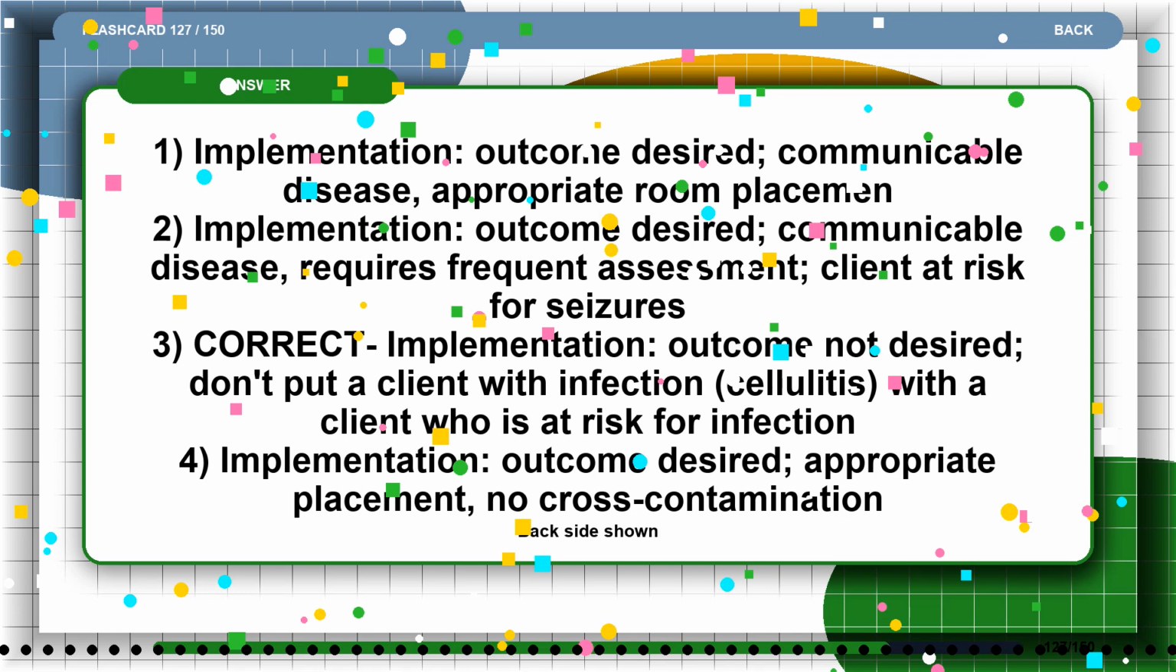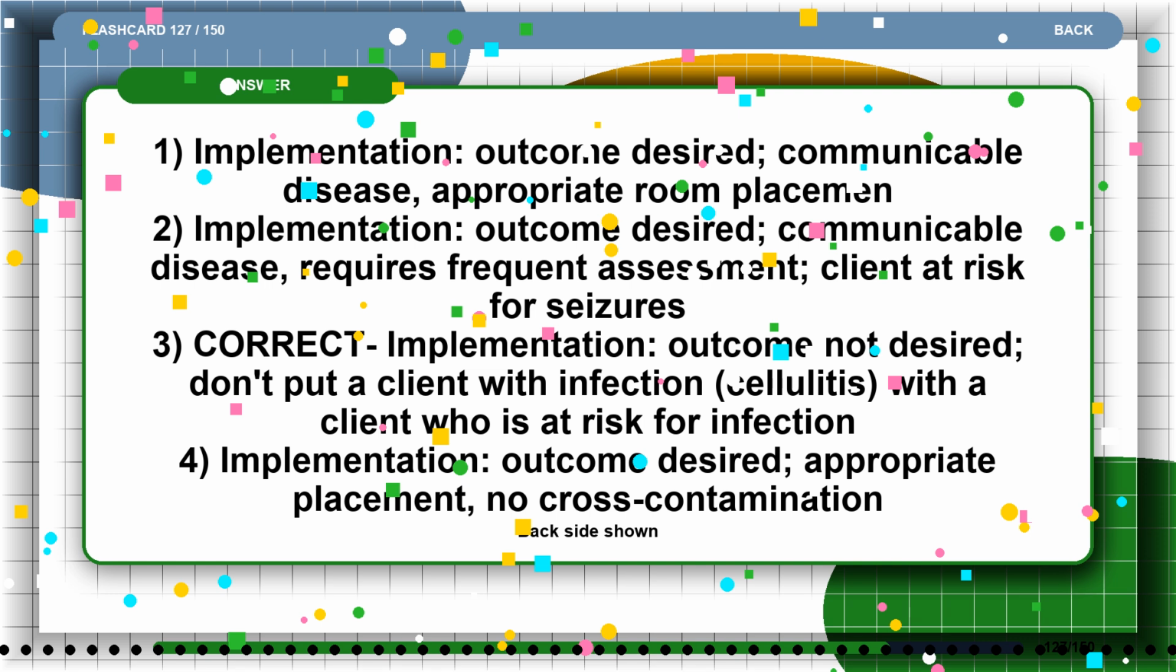The answer is 3. 1. Implementation. Outcome desired. Communicable disease. Appropriate room placement. 2. Implementation. Outcome desired. Communicable disease. Requires frequent assessment. Client at risk for seizures.